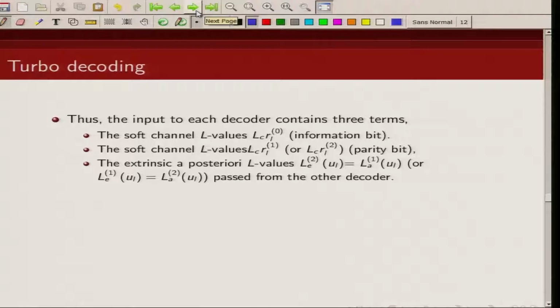I have already explained what the inputs to the decoder are, but I'll repeat: one term corresponding to the received information bit, one term corresponding to the received parity bit, and one term corresponding to the a priori information which is being fed from the second decoder. The a priori information for decoder 1 is nothing but the extrinsic information coming from decoder 2 after proper interleaving and de-interleaving, because you want to ensure that the order of the information bits is the same.